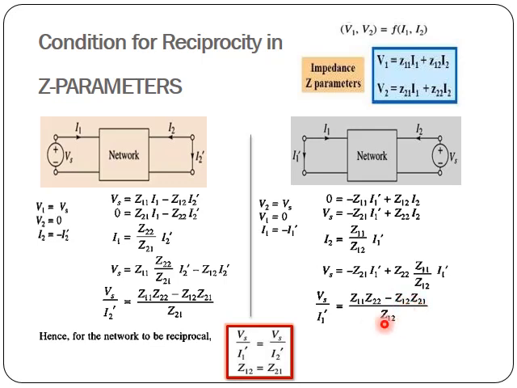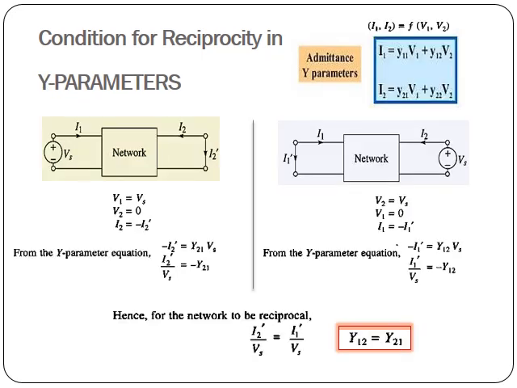Now using the reciprocity theorem, this whole quantity will be equal to this quantity, as you can see here. So we can simplify it as Z12 upon Z21. So this is the definition for reciprocity, or for the network to be reciprocal in terms of Z parameters. All we need to prove is that Z12 is equal to Z21.